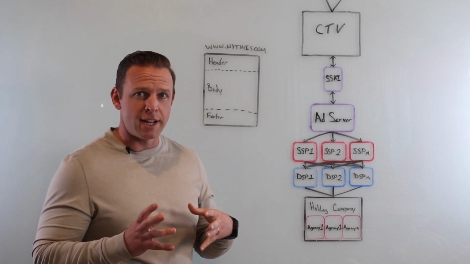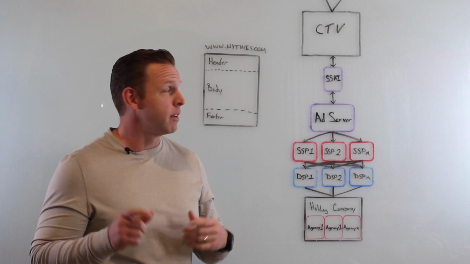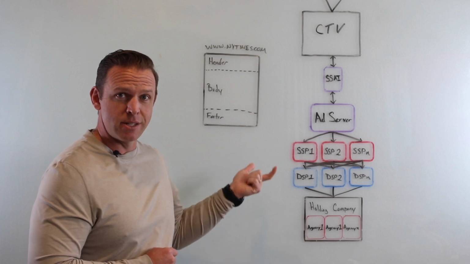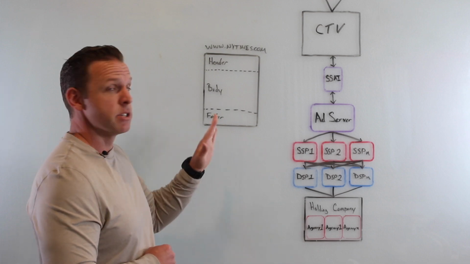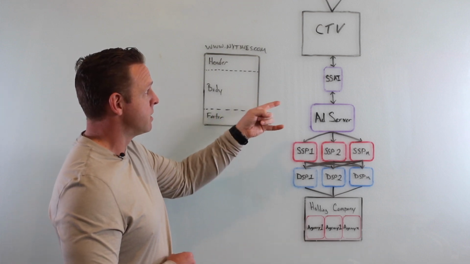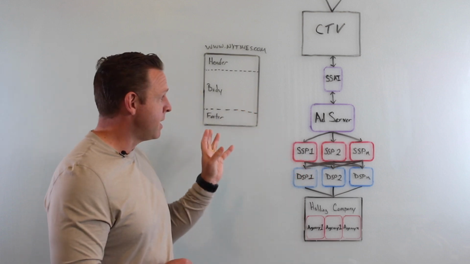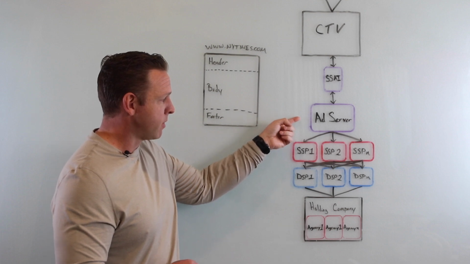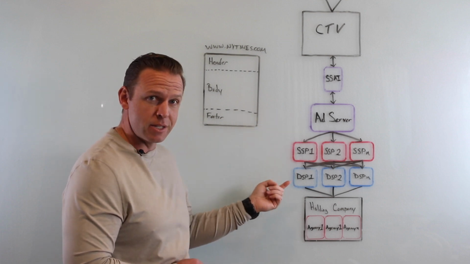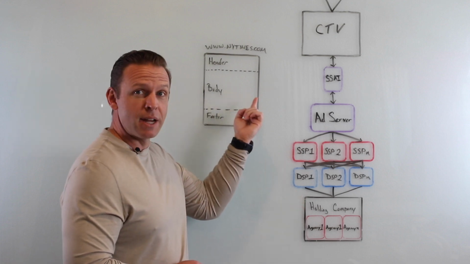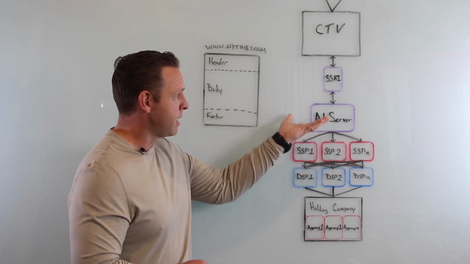Hopefully you're beginning to grasp my answer that is going to come next: does header bidding exist in CTV? Short answer is no. Long answer is we've replaced it with a unified auction, right? So the same idea exists. An ad server is calling SSPs and DSPs to solicit demand, but you don't need to do it on a website level. It happens right here in the ad server.